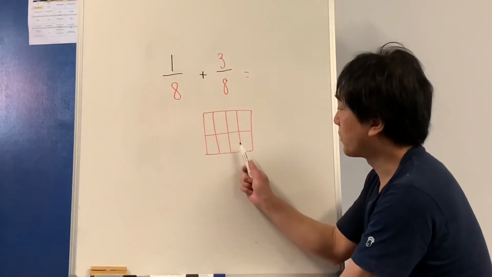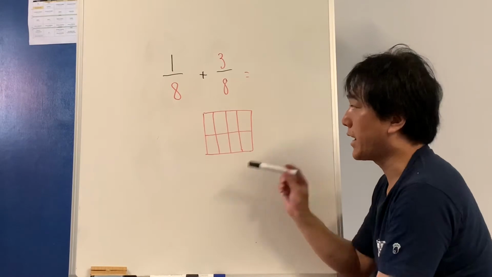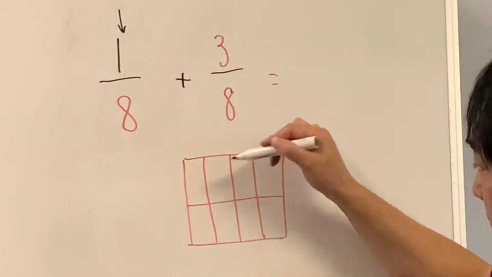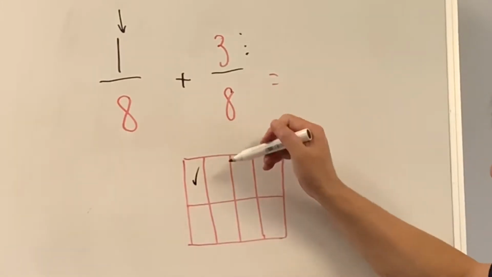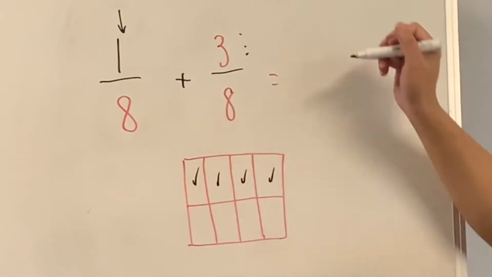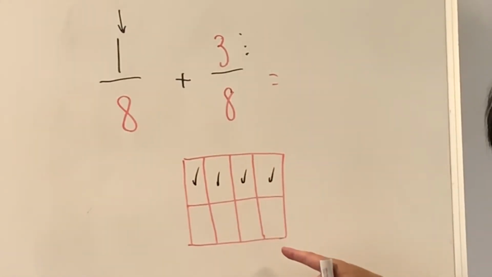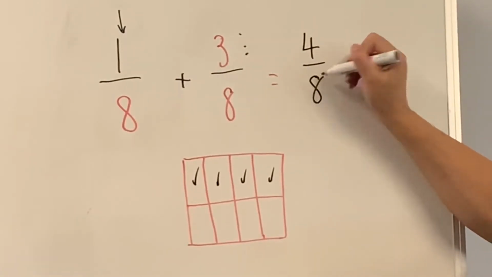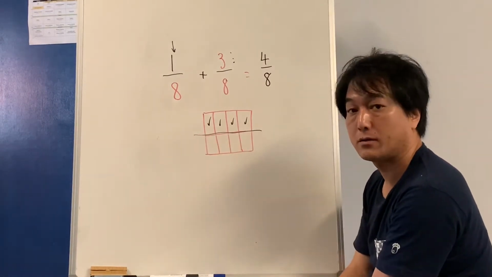So I drew another cake. I cut a cake into 8 equal pieces. I had 1. Then I ate 3 more pieces. So my answer is, what's my answer? It looks like 4/8, but it looks like I actually ate 1/2 of it.